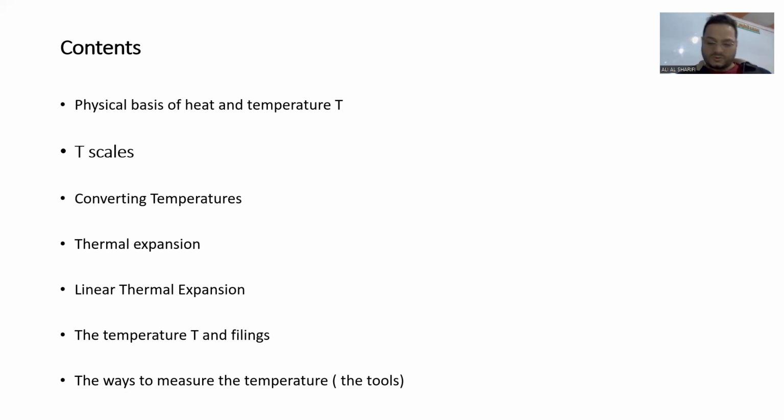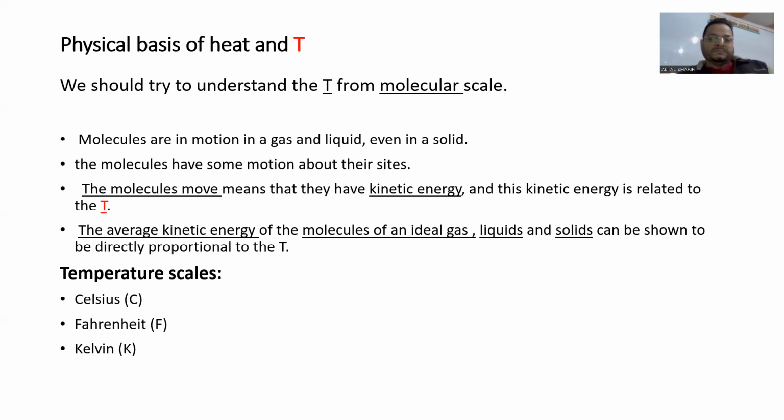The tools. We have 3 tools. We will talk about all of them and explain each one. And at last, we will do a comparison between them. What is the difference between the 3 different tools of temperature measurement? Let me take a breath and start with the first slide.